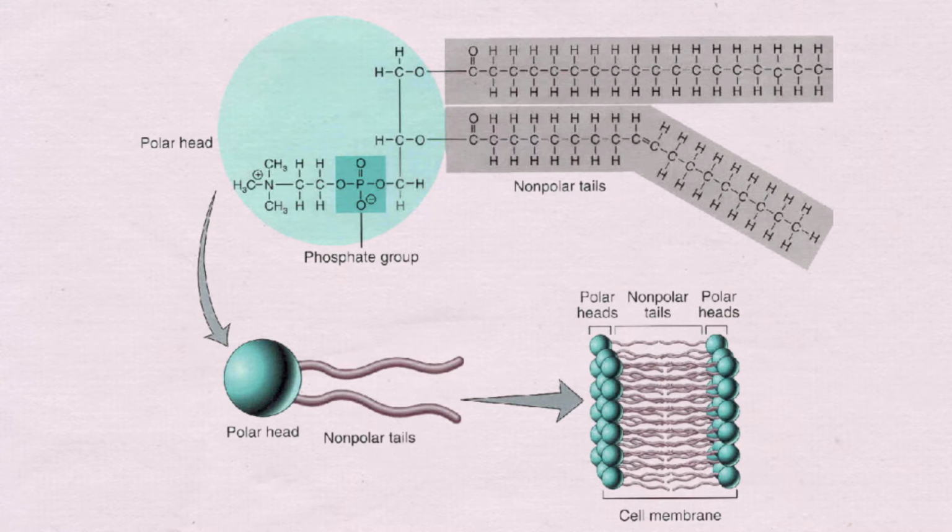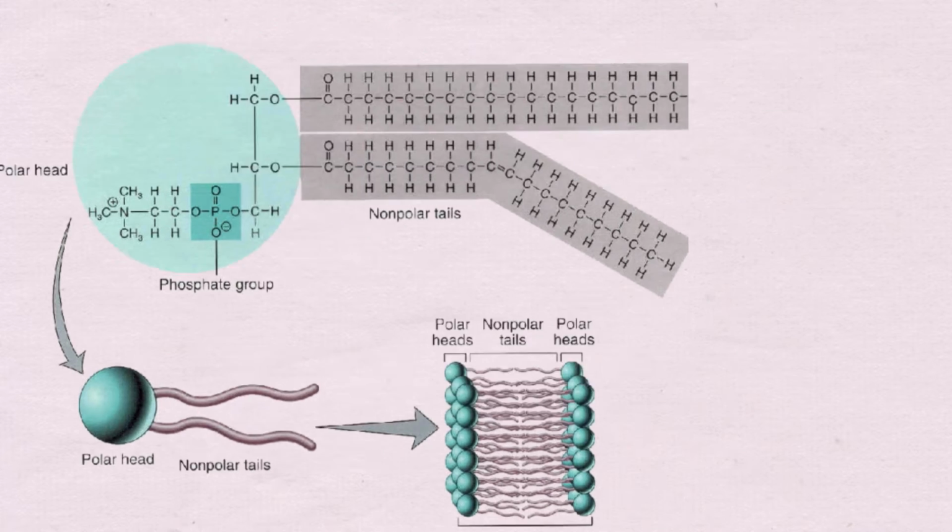Where triglycerides are insoluble in water, phospholipids have a hydrophilic head, which means the head likes water. But phospholipids have a hydrophobic tail, meaning the tail dislikes water.